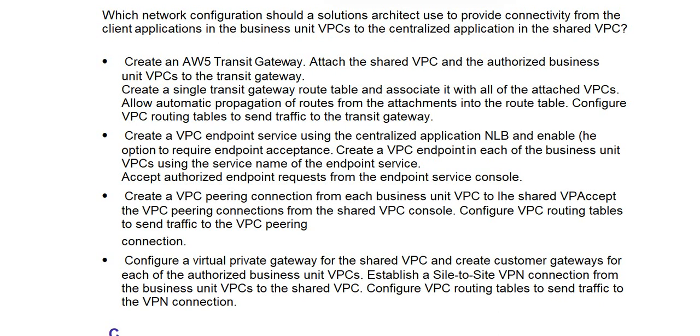Option D. Configure a virtual private gateway for the shared VPC and create customer gateways for each of the authorized business unit VPCs. Establish a site-to-site VPN connection from the business unit VPCs to the shared VPC. Configure VPC routing tables to send traffic to the VPN connection.